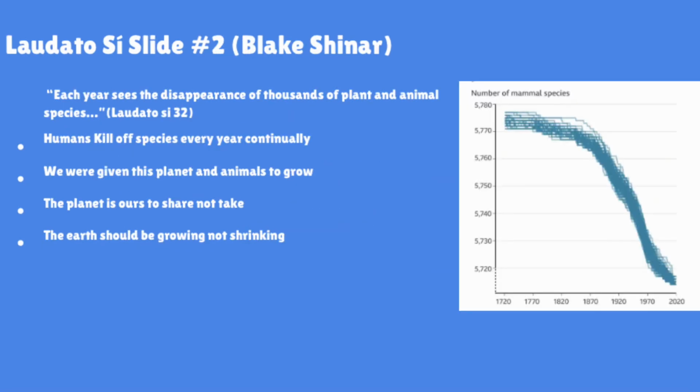For my Laudato Si quote, I chose, "Each year sees the disappearance of thousands of plant and animal species." I got this quote from chapter 32. This quote is very important because people kill off many species every year. God gifted us this planet to help grow and prosper. This planet should be shared with all creatures. Our earth should be healthy and growing, not sick and dying.